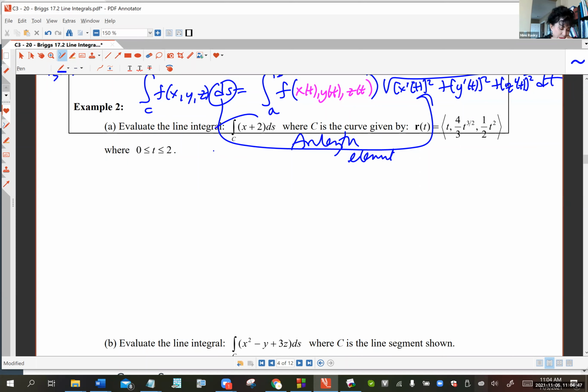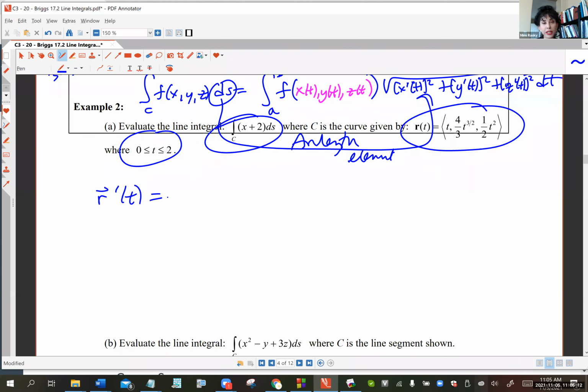So they want us to evaluate that line integral, x plus 2 ds. ds. S is arc length. S, as in sugar, stands for arc length. And they're giving you the vector valued curve, and they're giving you the time. Oh, nice. So you don't have to parameterize anything. That was very sweet of them. Now, the first thing that you better do is you better find R prime, because you're going to have to use that arc length element, which involves the magnitude of R prime. So you better go do that first.